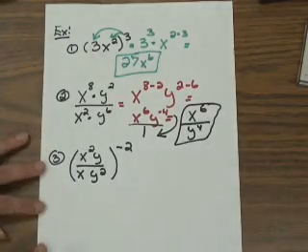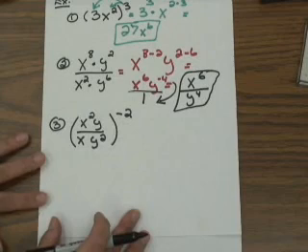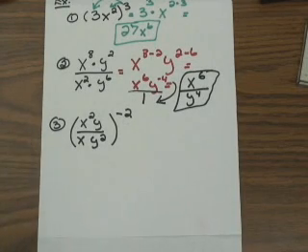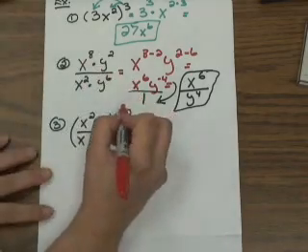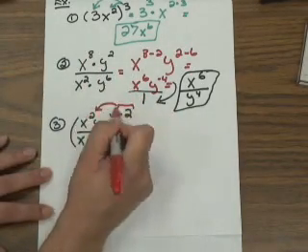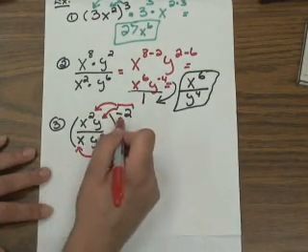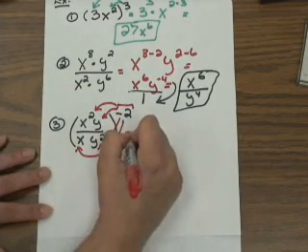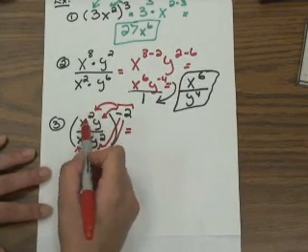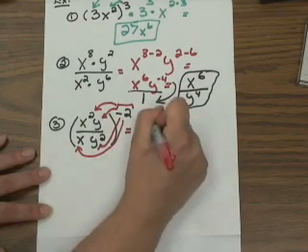Now this last and final one, we have a couple different laws going on at the same time. So the first thing we need to do is distribute this negative 2 on the outside of the parentheses to everything that's inside, to the x squared, to the y, at the bottom, to the x, and to the y squared. So after we do that, x squared times negative 2 is going to give us x to the negative 4.